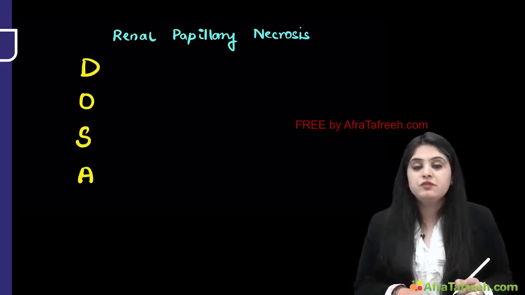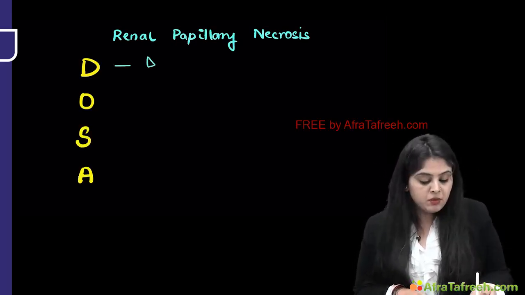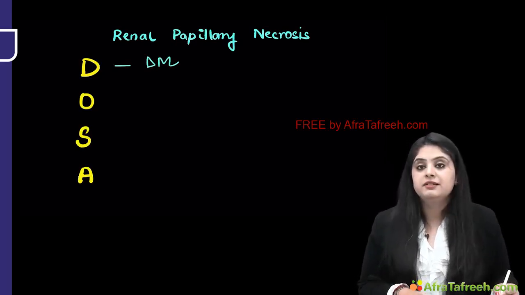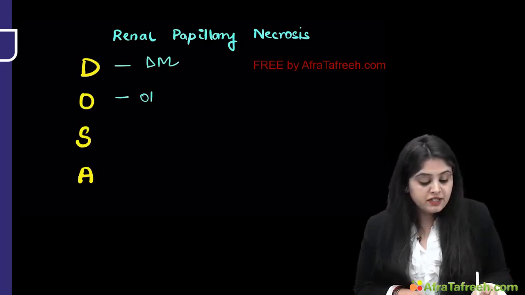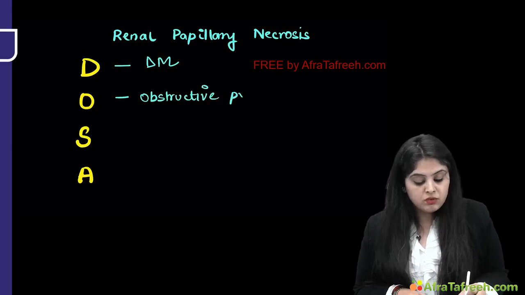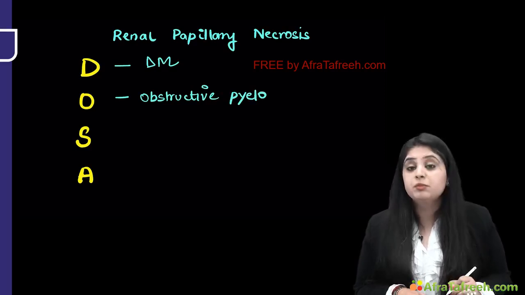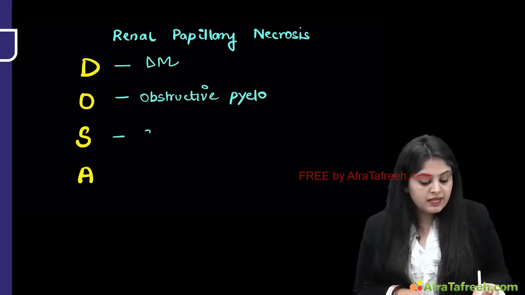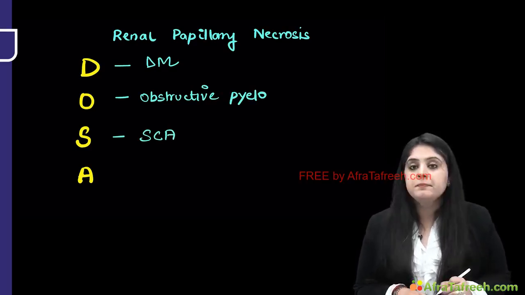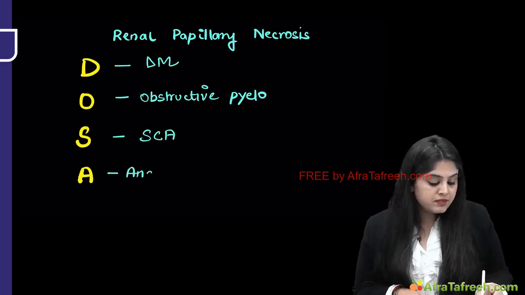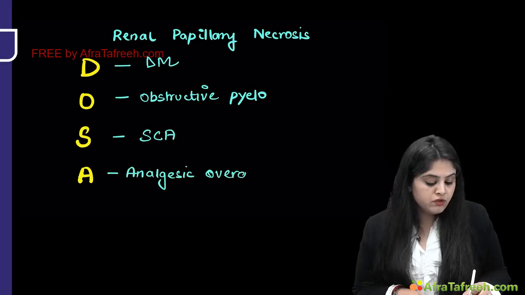So what are the causes of renal papillary necrosis? Number 1, diabetes mellitus. Next, if there is any obstruction to the kidney, so obstructive pyelonephritis, or there is some obstruction that is present. S for sickle cell anemia, and A for analgesic abuse or analgesic overdose.